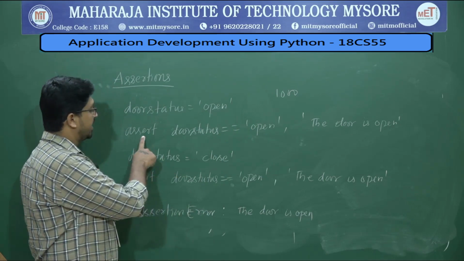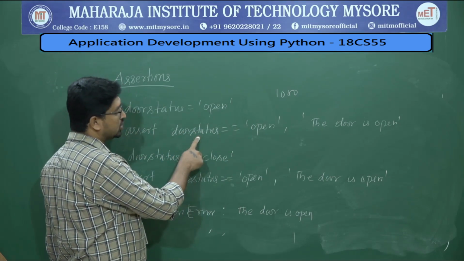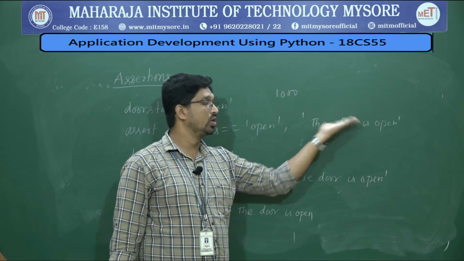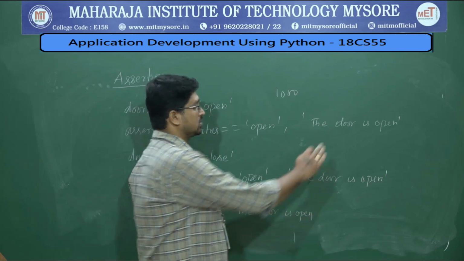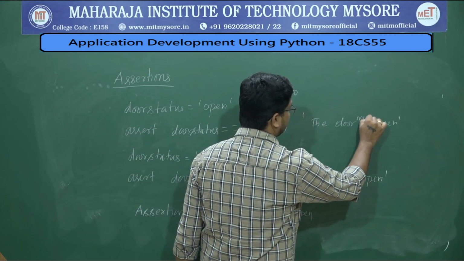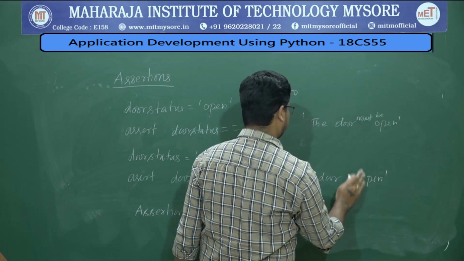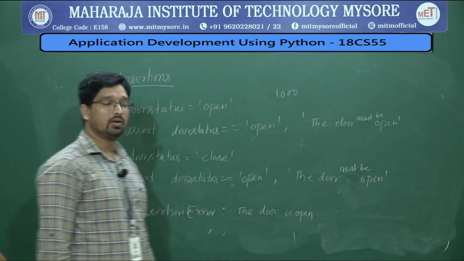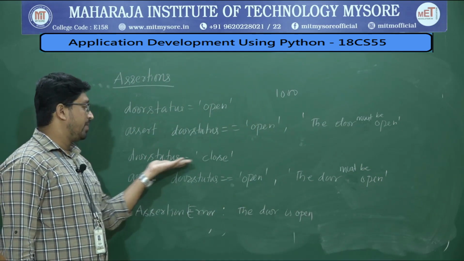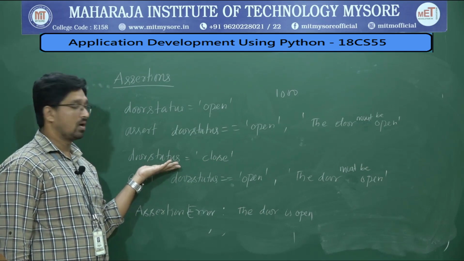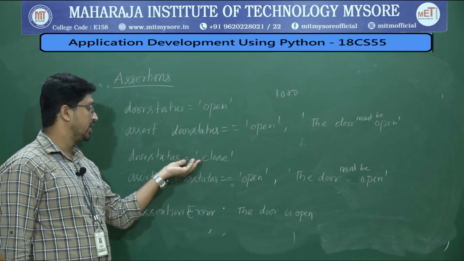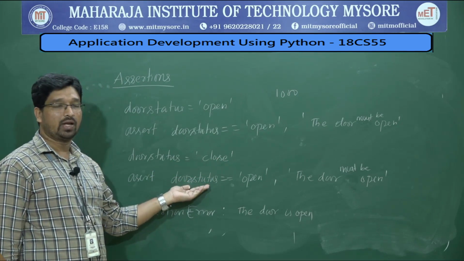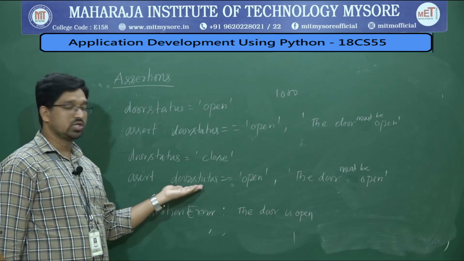Here also we have created an assertion. The condition is that door status should be open. If the condition fails, I will say the door must be open. In the next statement, I am trying to change the door status: door status is equal to close. Then I will check whether the condition is correct or not. Again I will check the assertion.